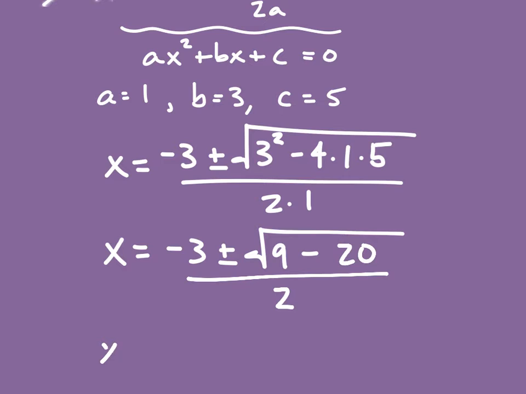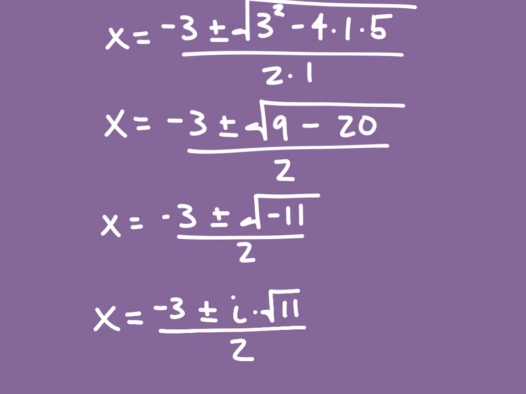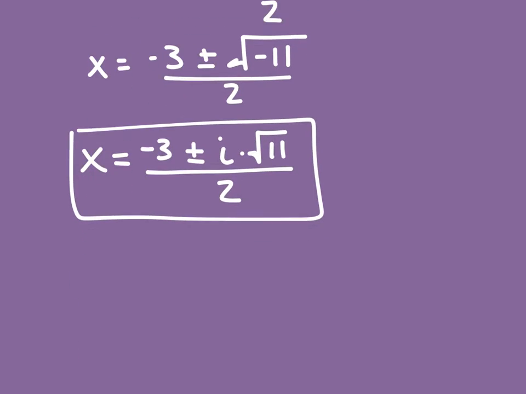Our next step: opposite 3 plus or minus the square root. 9 minus 20 is negative 11, all over 2. From here, you've got the square root of negative 11. You can't take the square root of a negative number, so we're going to write this as negative 3 plus or minus i times the square root of 11, all divided by 2.